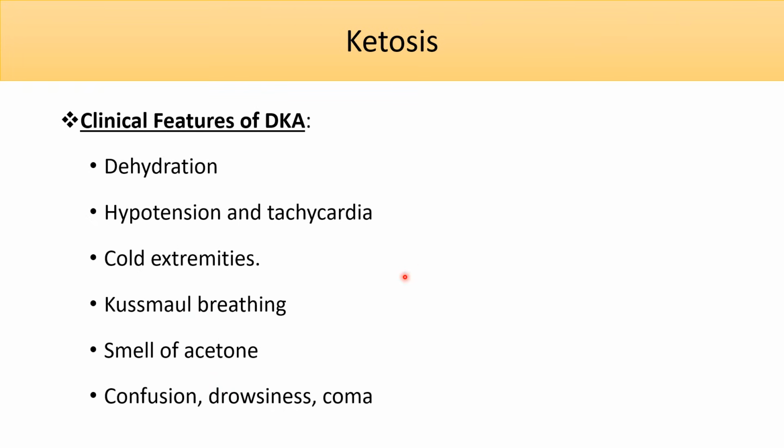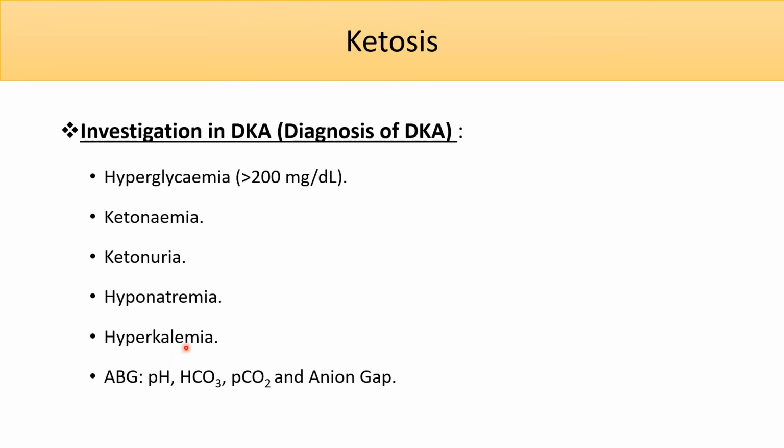Since there is an increased amount of ketone bodies, the patient will go for severe acidosis because all the ketone bodies are acids. So the patient will go for acidosis. It is due to the metabolic abnormality, so it is called metabolic acidosis. In severe metabolic acidosis, the patient's brain will be damaged. That will result in confusion, drowsiness, and coma. So these are the clinical features. Next, coming to the investigation. So to diagnose that a patient has diabetic ketoacidosis, you have to have two important criteria.